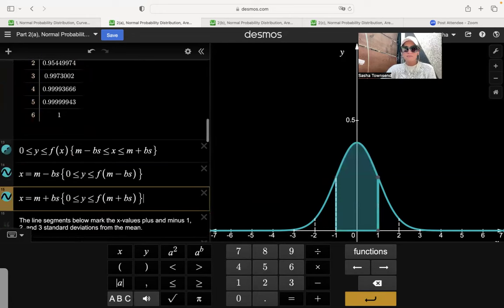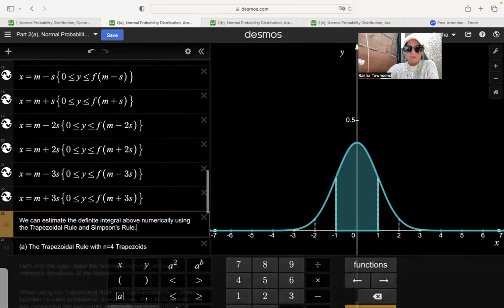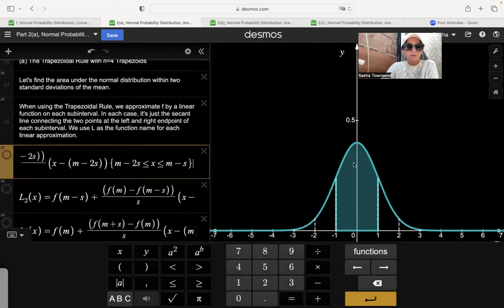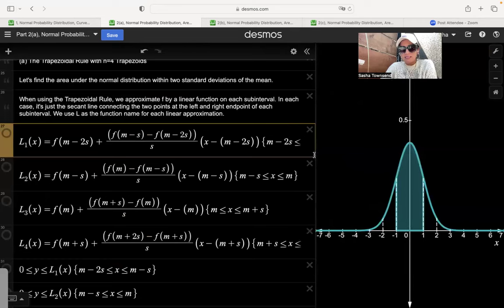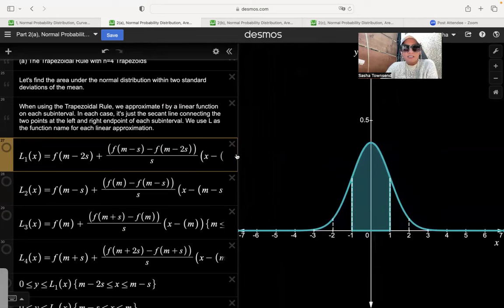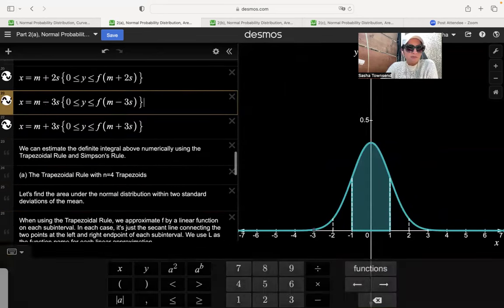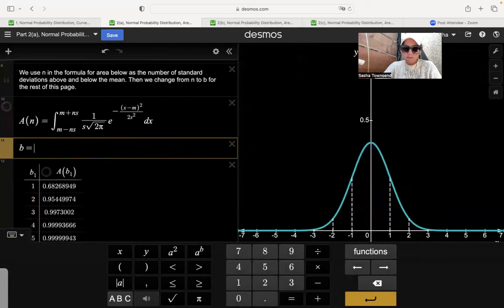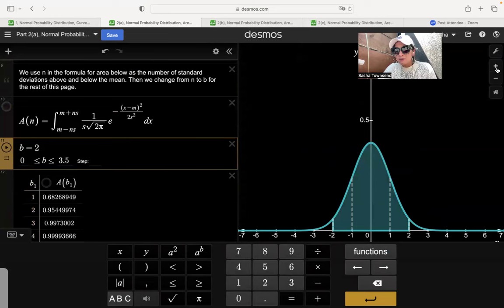All right. So we've graphed that, and you say, okay, how do we actually find that value? If I didn't have Desmos telling me what the area was, how could I find that using calculus? Well, we can use the trapezoidal rule. So remember to do that, we create linear approximations of the function on various intervals. Now, if I'm looking at 2 standard deviations above and below the mean, I'm going to let b equal 2 again, rather than 1. That's the area I'm looking to approximate.